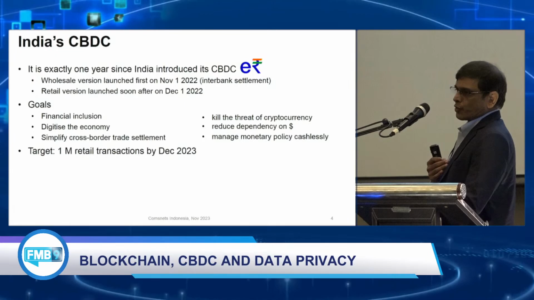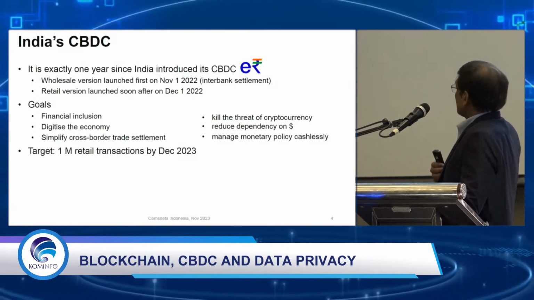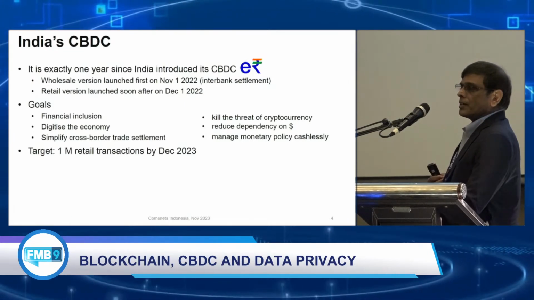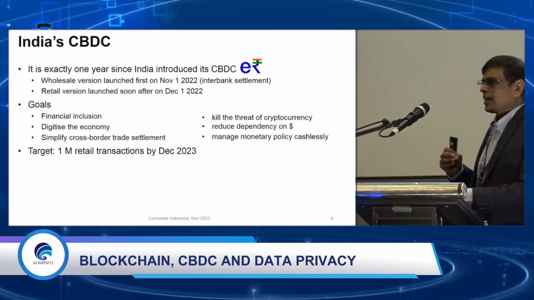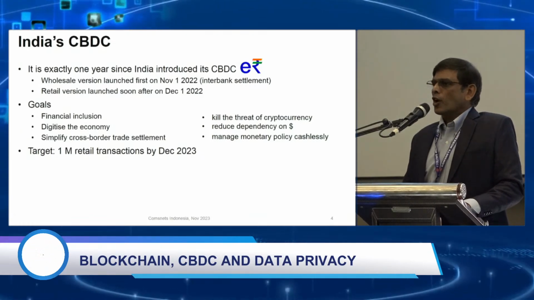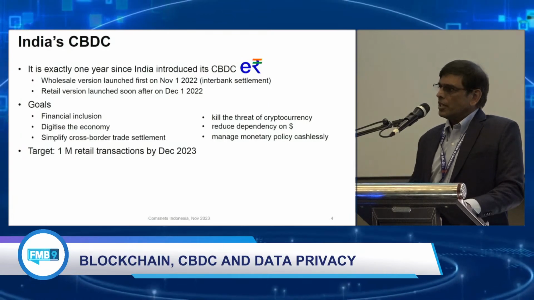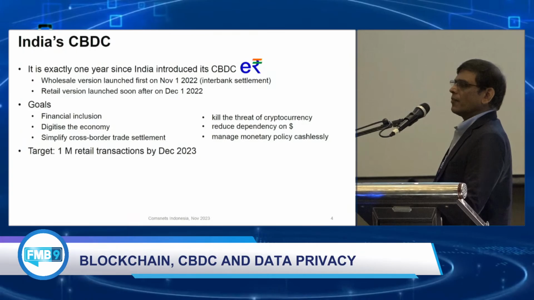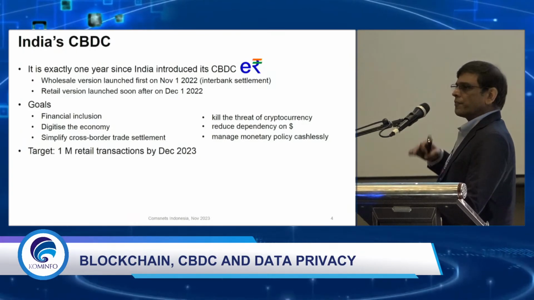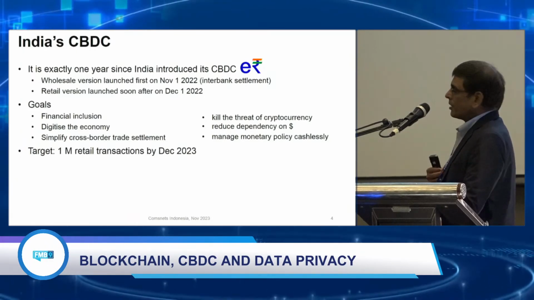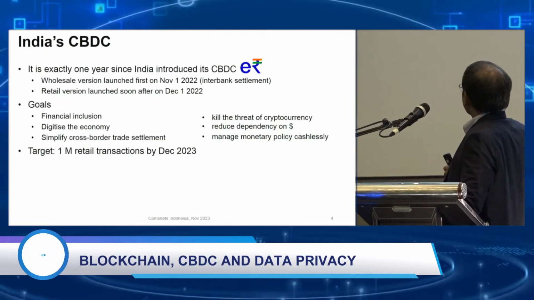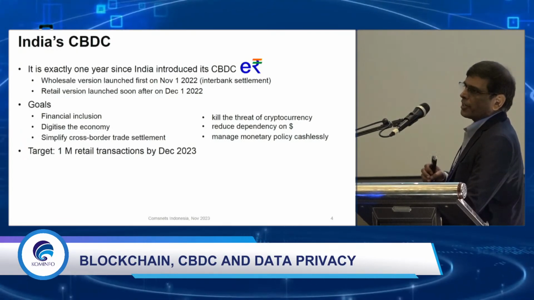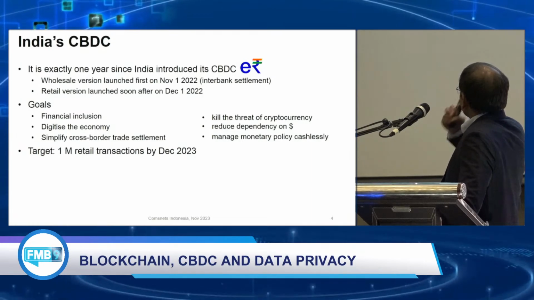The first goal was financial inclusion, and I will have more to say about financial inclusion later. Digitized economy: India's economy, like Indonesia's economy, is largely informal. About 85% of the economy in India is informal, and because it's informal, you have no way of tracking and tracing things that are happening in that economy. If those transactions happened digitally, then you could trace it, right? So that is one of the things. And the third is simplifying cross-border settlements, trade settlements.